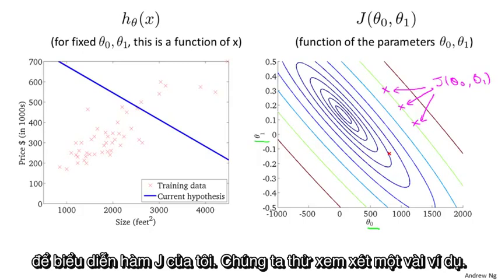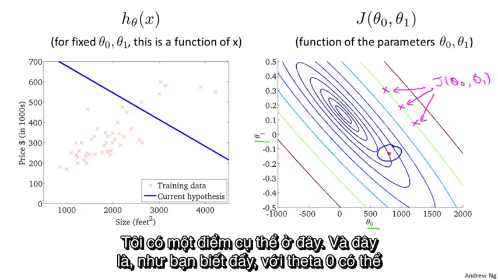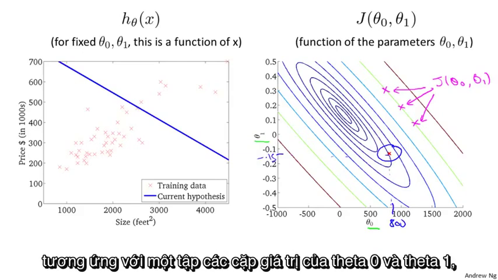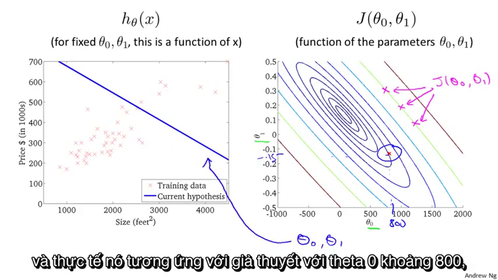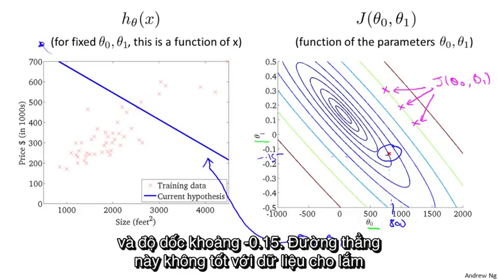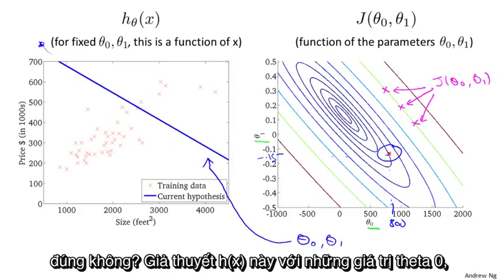Over here, I have a particular point. And so this is with theta 0 equals maybe about 800, and theta 1 equals maybe about minus 0.15. And so this point in red corresponds to one particular pair of values of theta 0, theta 1. And they correspond, in fact, to that hypothesis. With theta 0 about 800, we intersect the vertical axis around 800, and this is a slope of about minus 0.15.